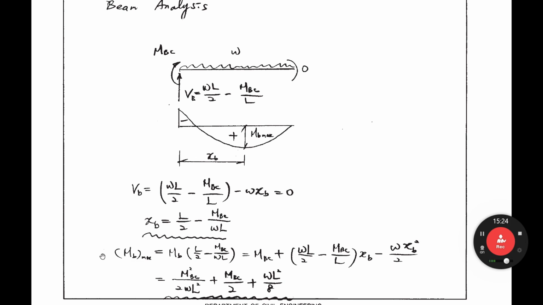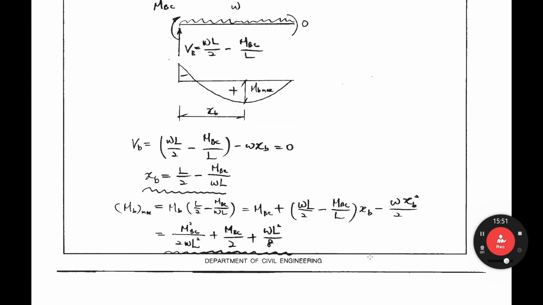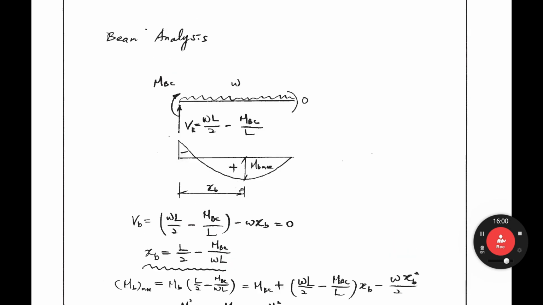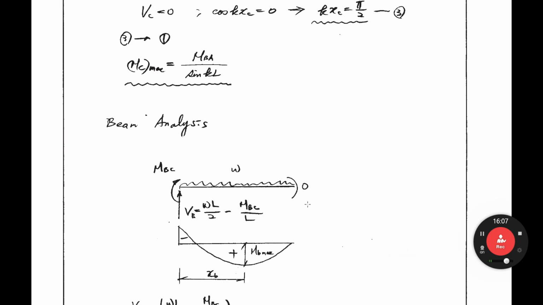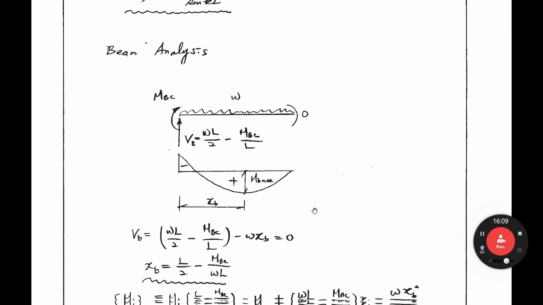So MB maximum moment here is the moment at this location. How to calculate the moment? MBC at B, MBC plus VB times XB minus omega XB square over 2. Yeah, like that. If you rearrange this equation, it is this one. As you see, MB maximum is a function of MBC. How about MC? It is a function of MBA. So we have to know MBA and MBC.